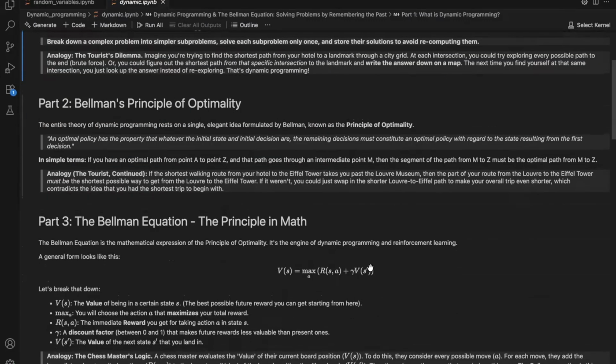The entire theory rests on the central insight from Bellman, known as the principle of optimality. The formal definition is a bit of a mouthful, but what it means is incredibly simple. Any optimal path is made up of other optimal paths. Let's go back to the tourist. If the shortest path from your hotel to the Eiffel Tower passes through the museum, then the part of your path from the museum to the Eiffel Tower must be the shortest path between those two points. If it wasn't, you could just swap in the shorter path to improve your total trip, which means your original path wasn't optimal to begin with.